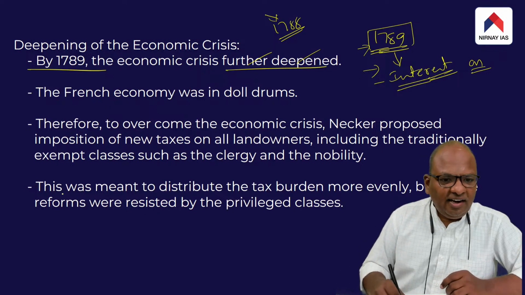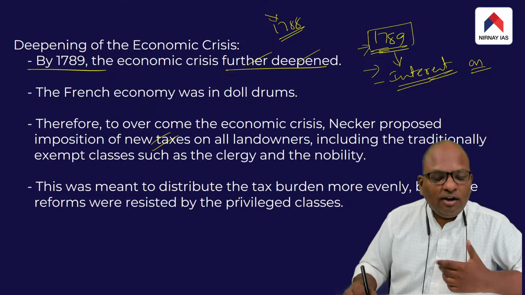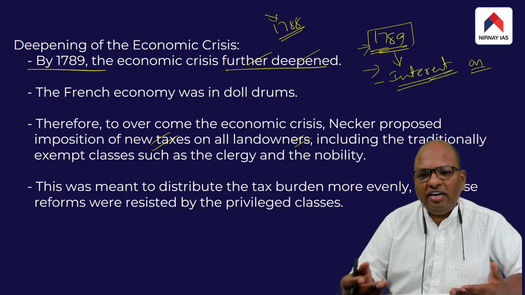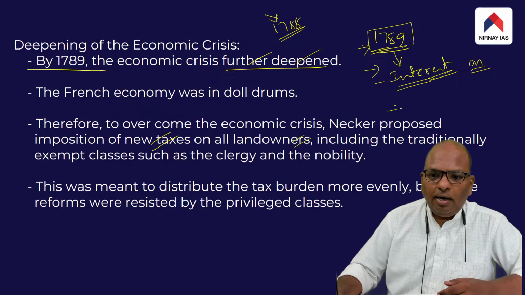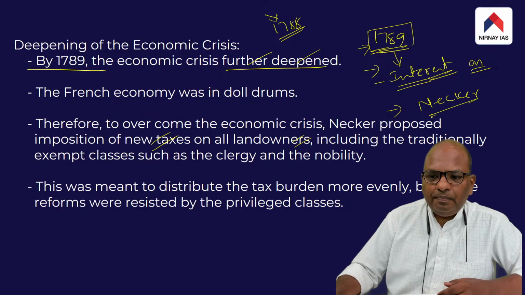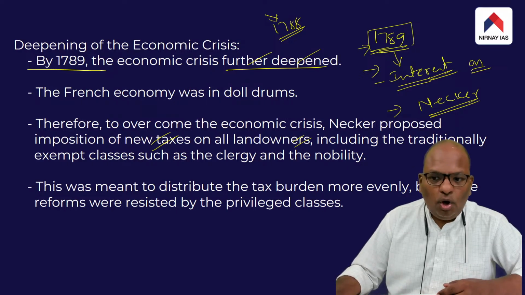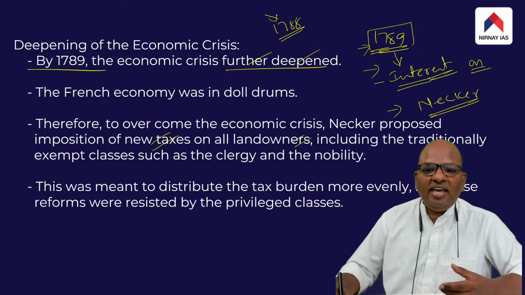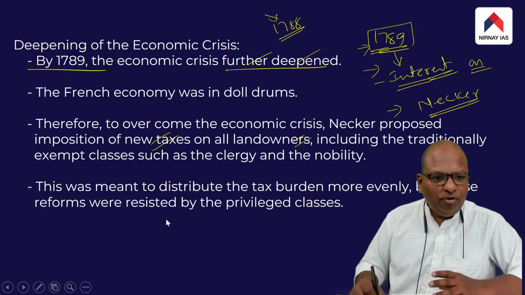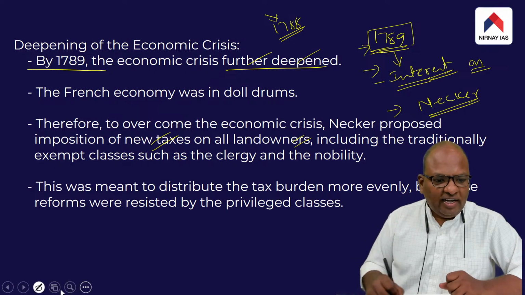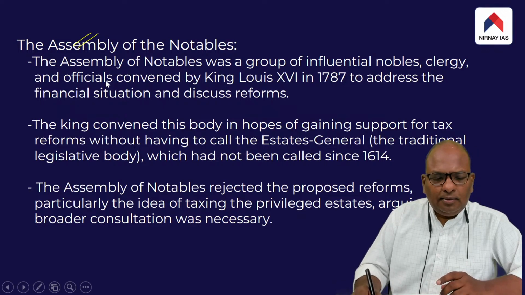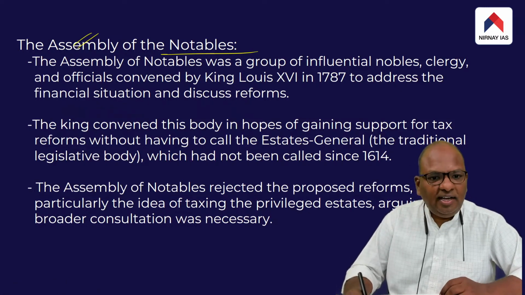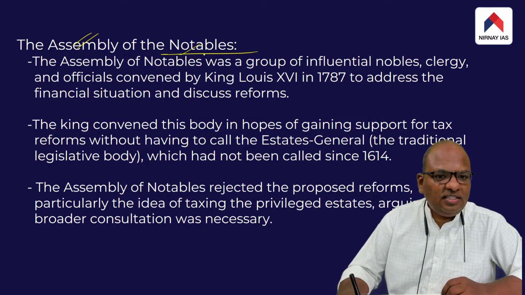And therefore, Necker, that is the finance minister, once again advised the king to impose taxes on the privileged classes. He once again reiterated the same recommendations made by Turgot. So basically, Necker recommended the king to impose taxes on the privileged classes so that the king would have enough money to make interest payments. That's the point. So therefore, upon the recommendations of Necker, the king summoned the assembly of the notables.